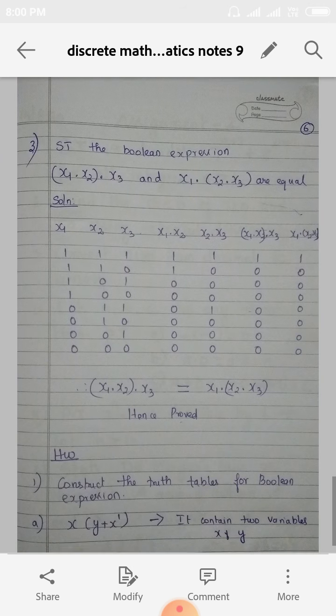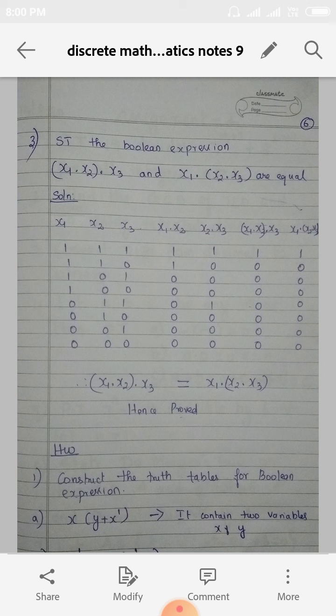Right. See the next, this is a very, very important sum. University problem. Show that the Boolean expression x1 dot x2 into x3, where the first two variables are combined, x1 into x2 into x3, and x1 into x2 into x3 are equal. You have to prove that the two expressions are equal, right? So this is a 3 variable problem, right? So for 3 variables, write the 8 possibilities.